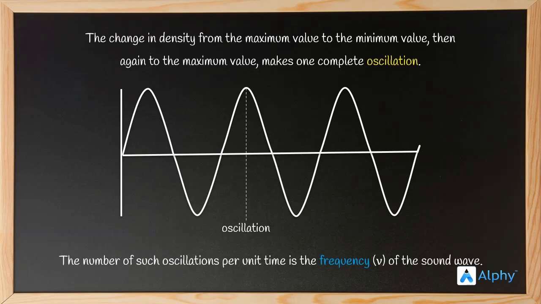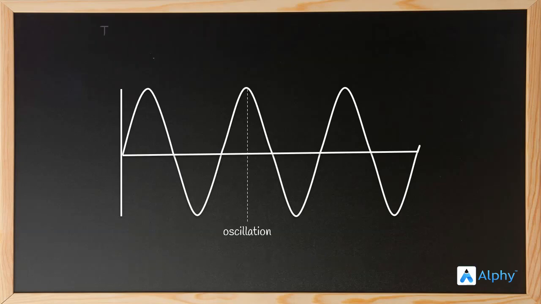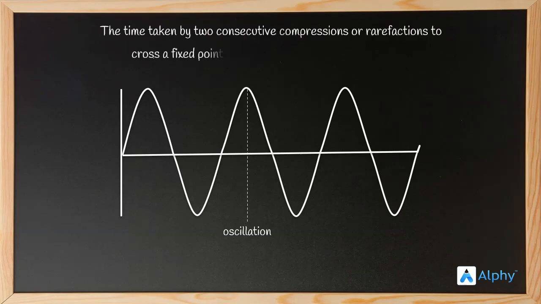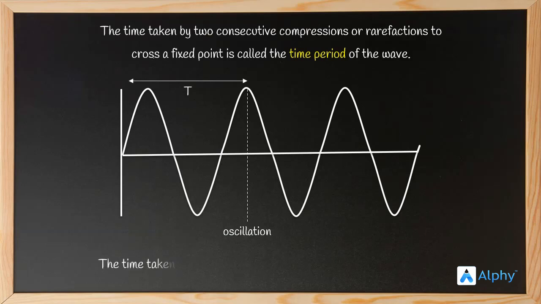Since we are already talking about time, let's look at the other characteristic of a wave. The time taken by two consecutive compressions or rarefactions to cross a fixed point is called the time period of a wave. This is a rather complex definition. This arrow marks the time period of this wave. A simpler definition can be derived from this. The time taken for one complete oscillation is called the time period.